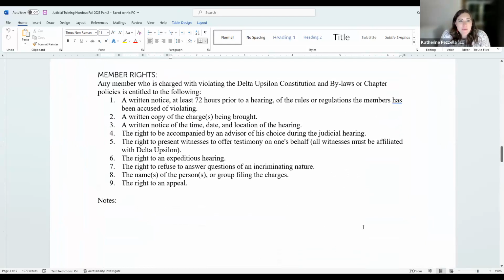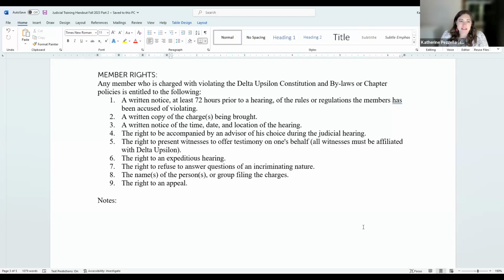So any member of the chapter charged with violating any chapter rules is entitled to written notice at least 72 hours prior to the hearing. So in advance, they need to know exactly what it is they're being accused of doing. So they have a bit of time to wrap their brain around it and prepare what they want to say on their own behalf. And so that's going to be sent in writing.